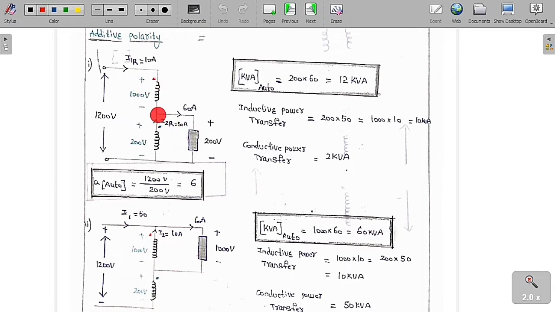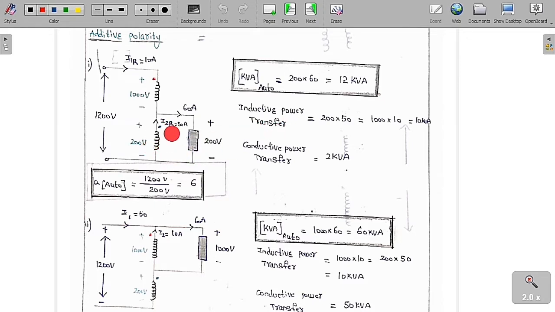If we apply KCL at this junction, the outgoing current is the summation of 50 plus 10, which is 60 ampere. Then the kVA rating of the auto transformer is 200 into 60, which is 12 kVA, or 200 into 10 ampere also gives 12 kVA. So the kVA rating of this auto transformer is 12 kVA. Then what is the inductive power transfer? See, for this winding, what is the voltage?